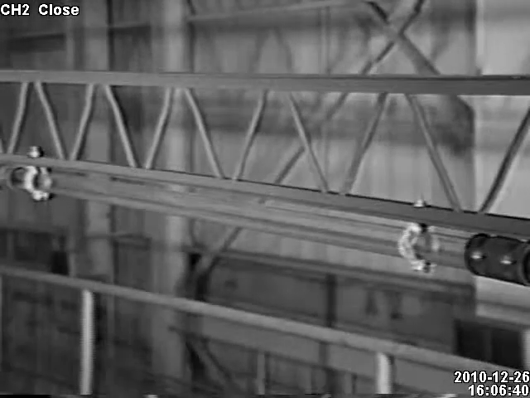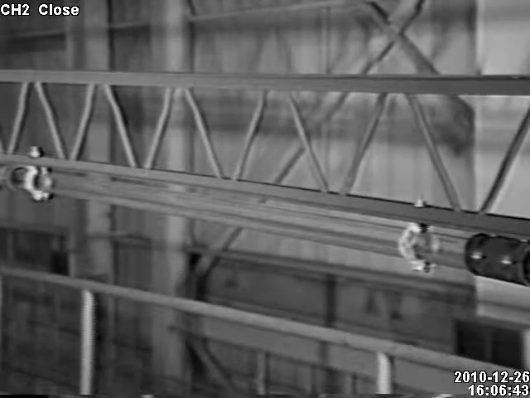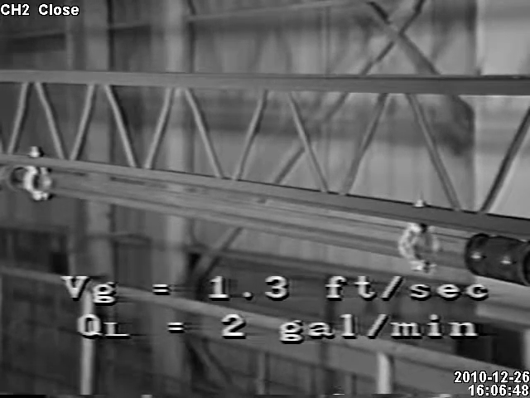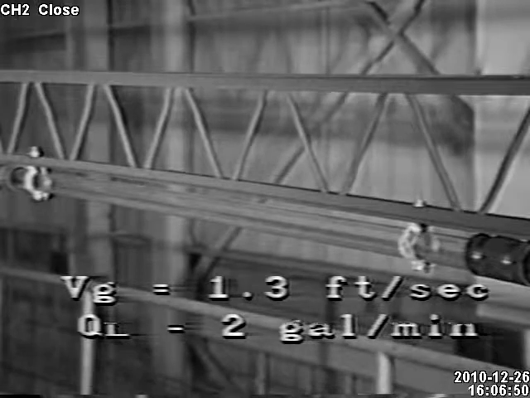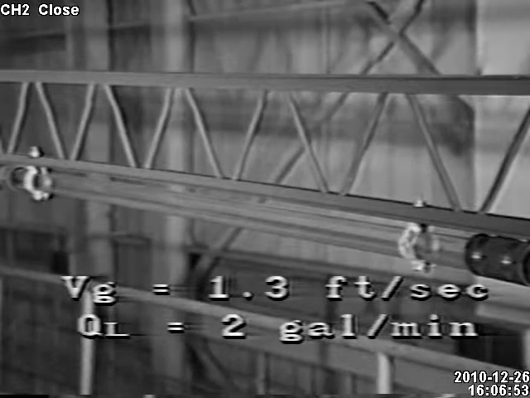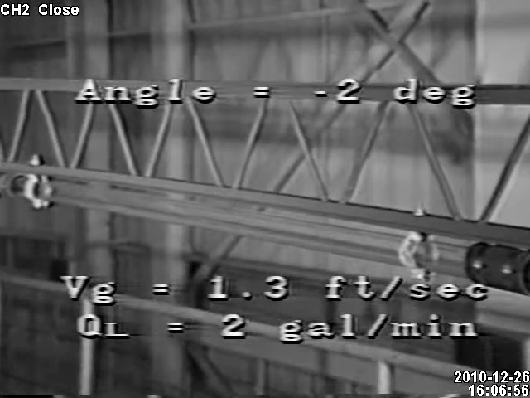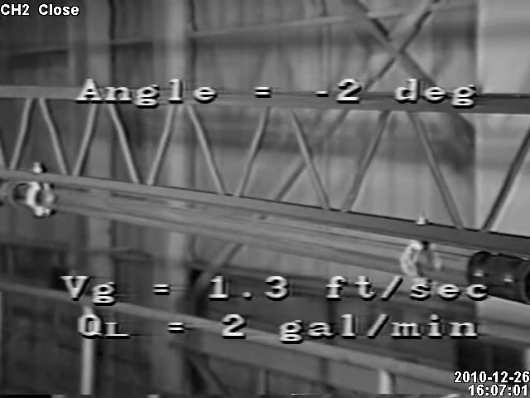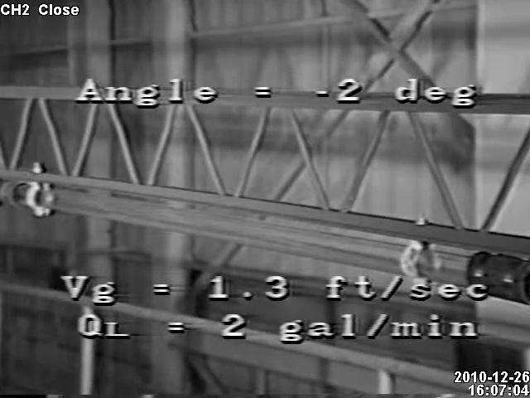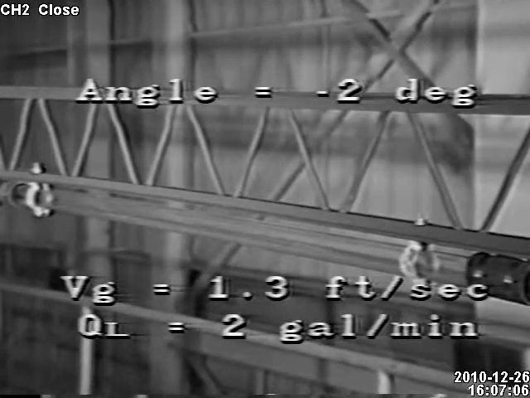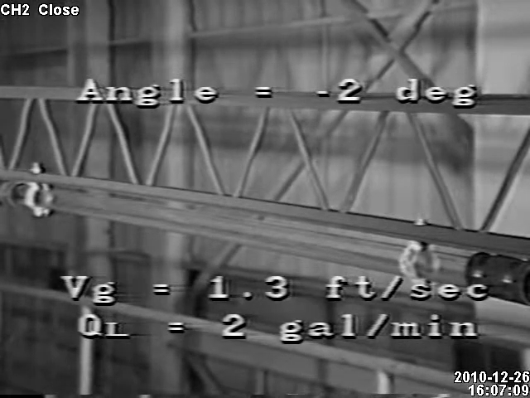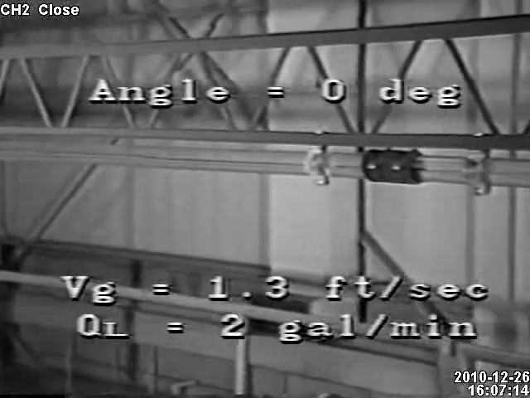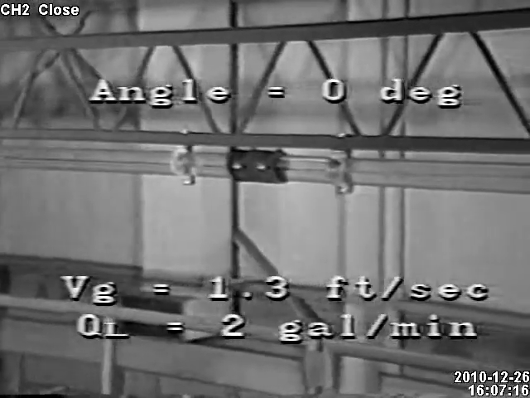Pipe slope can have a significant effect on flow pattern, especially at low rates. In the next set of runs, the liquid rate is set at 2 gallons per minute and the gas rate at 1.3 feet per second. With a minus 2 degree slope, downslope, we see a stratified wavy film with about a fourth of the pipe diameter occupied by liquid. Coming back to horizontal flow, the pipe is seen to be about half full of liquid.